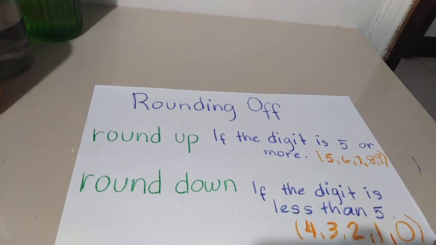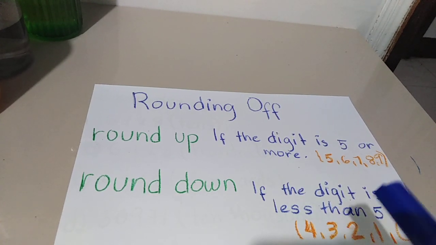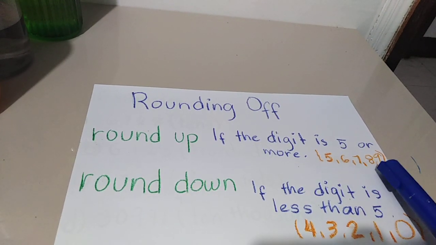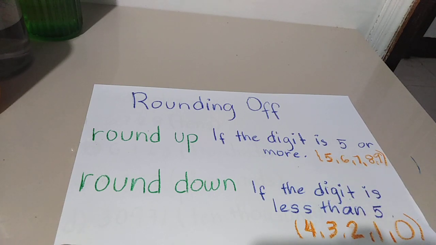When we say round up, we are going to round up that number if the digit is 5 or more. Meaning, if the number beside the number you're rounding off is 5 or more, so it can be 5, 6, 7, 8, or 9, any of these numbers, you are going to round up. Okay? And when we round up, we usually add 1 to the number that we are rounding off.